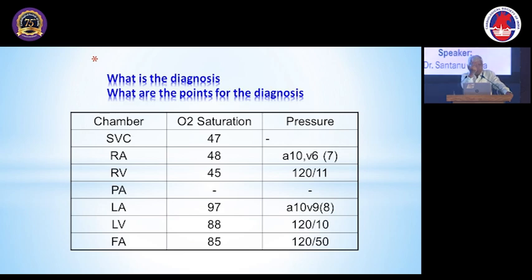Yes, please. Pulmonary AV fistula. That is perhaps the first answer, but I said no clinical input. If there had been a continuous murmur, definitely I would have gone for that. Yes?